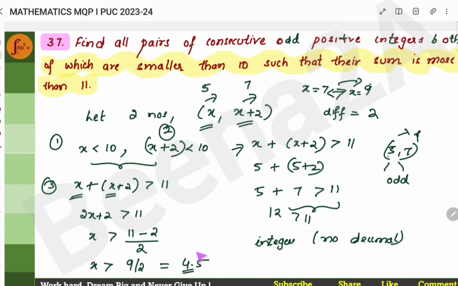So what is the integer greater than 4.5? It's 5. 5 is an integer. What are integers? Like 4, 5, 6, 7. These are integers. Right? So what is the number greater than 4.5? It's 5. You can't consider decimals. It has to be an integer.